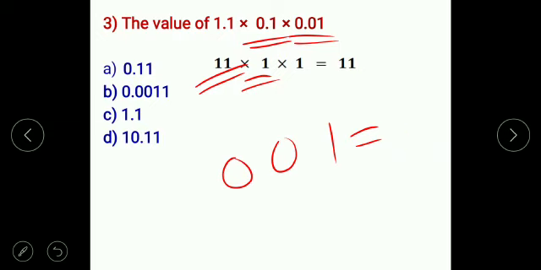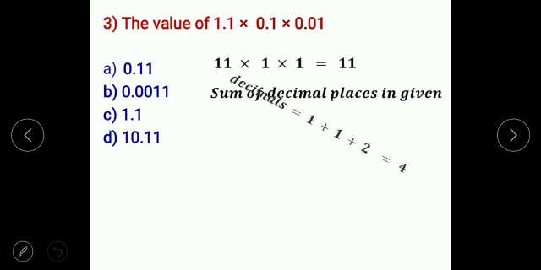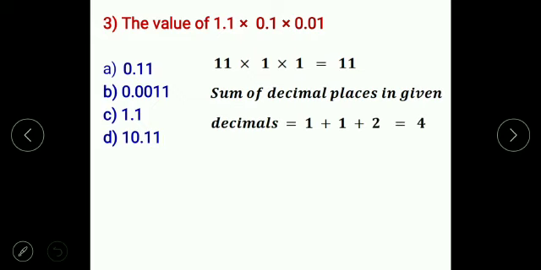So what is the multiplication of these three numbers? 11 into 1 into 1. The answer is 11. Correct. Now the sum of the decimal places in the given decimals. So here the number of digits after this decimal point is 1. In the second decimal number, the number of digits is again 1. In the third decimal number, the number of digits after the decimal point is 2. So the sum of the decimal places in the given decimals is 4.